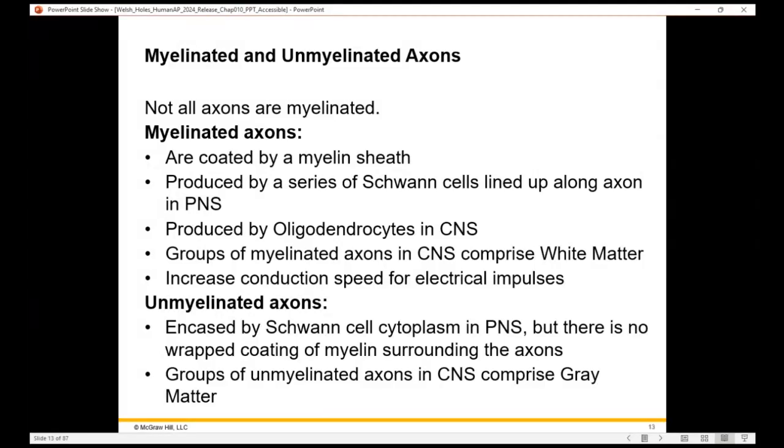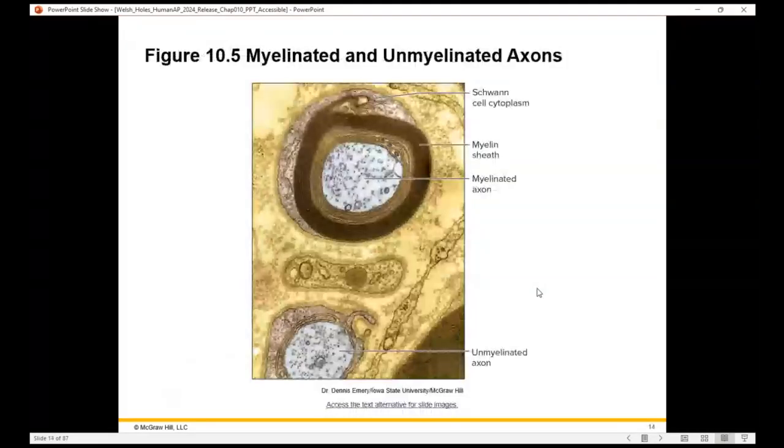Unmyelinated axons are encased by Schwann cell cytoplasm in the peripheral nervous system, but there's no wrapped coating of myelin surrounding the axons. Groups of unmyelinated axons in the central nervous system comprise the gray matter. Figure 10.5 shows you an actual slide of myelinated and unmyelinated axons.